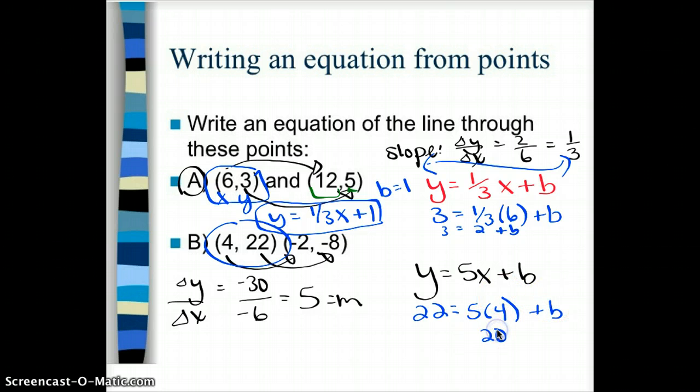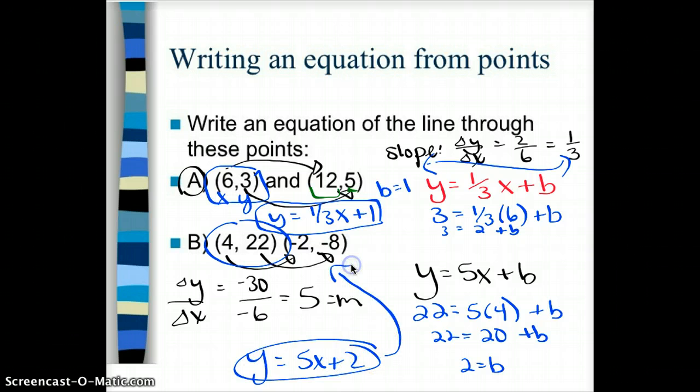5 times 4 is 20. 22 equals 20 plus b, so b must equal 2. And my equation should be like this: y equals 5x plus 2. If I check it again at this point, 5 times negative 2 is negative 10. Negative 10 plus 2 is negative 8, which is what I have for y, so that's good.